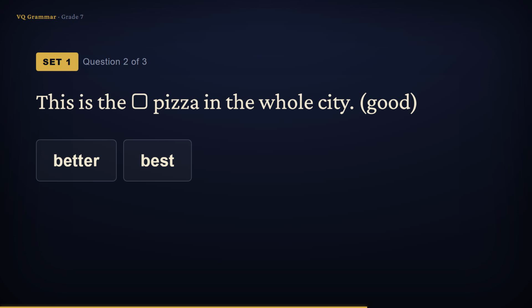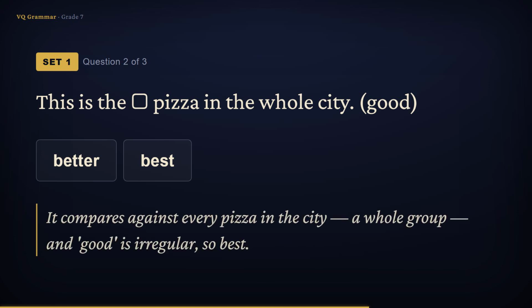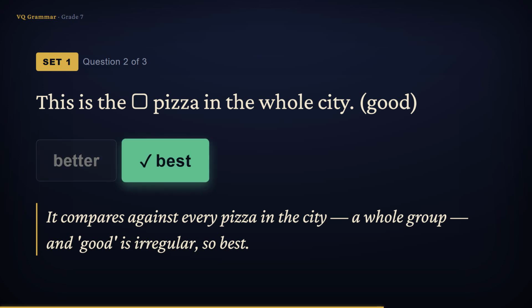This is the blank pizza in the whole city. Here we're comparing one pizza against every pizza in the city. That's a whole group, far more than 2. So we need the superlative. And watch out, good is irregular, so its superlative isn't goodest, it's best. So the answer is best.